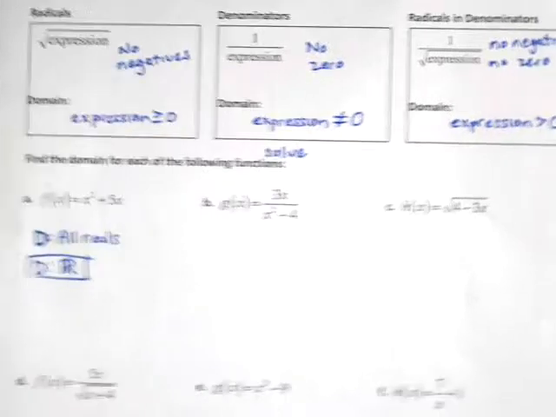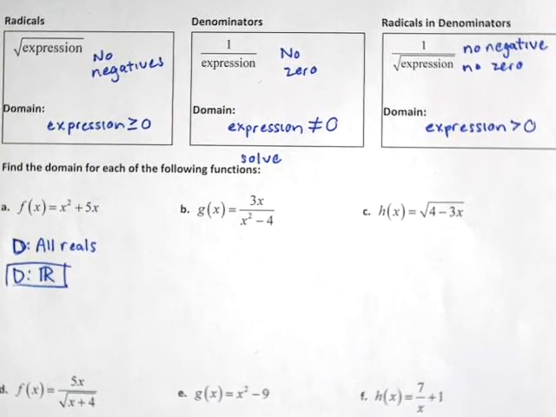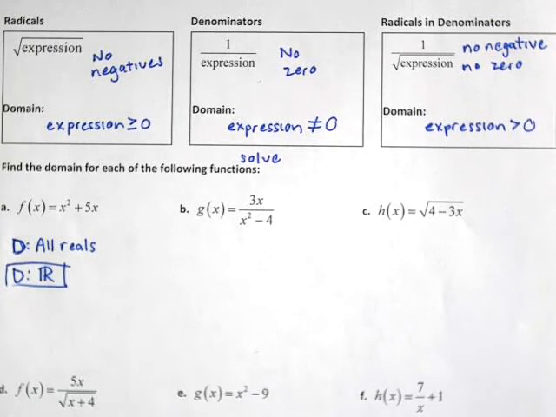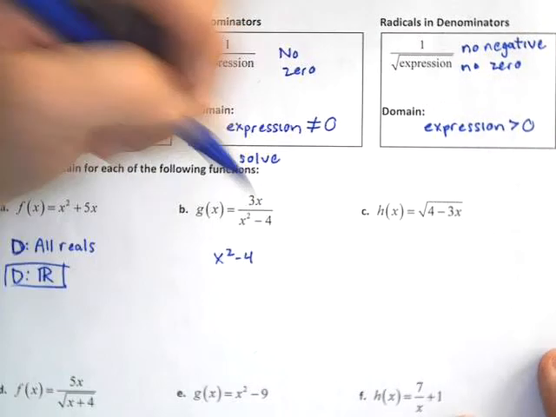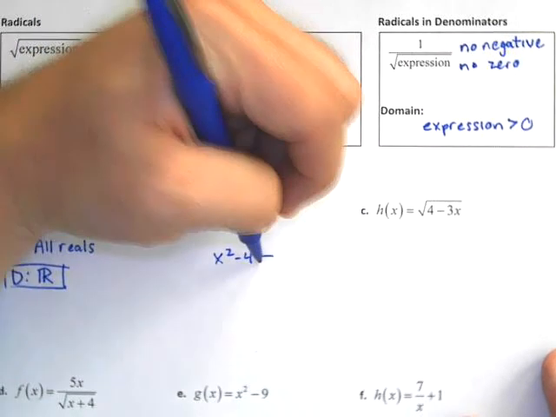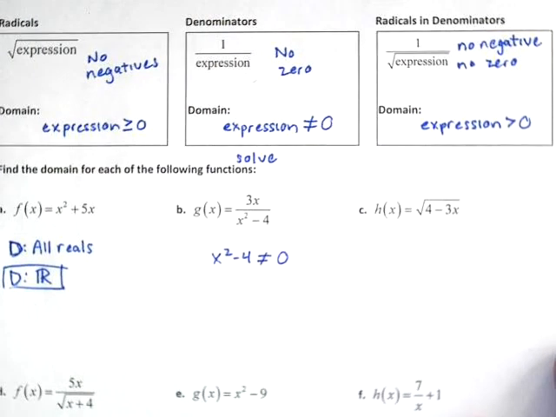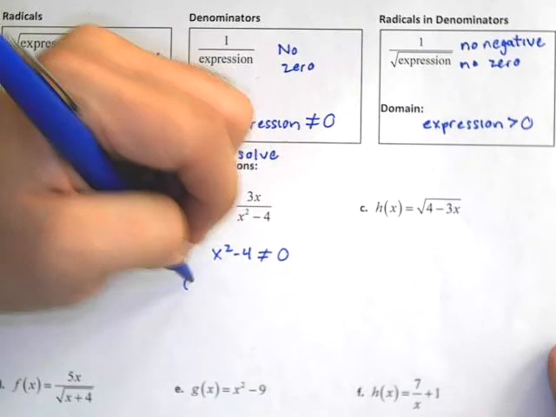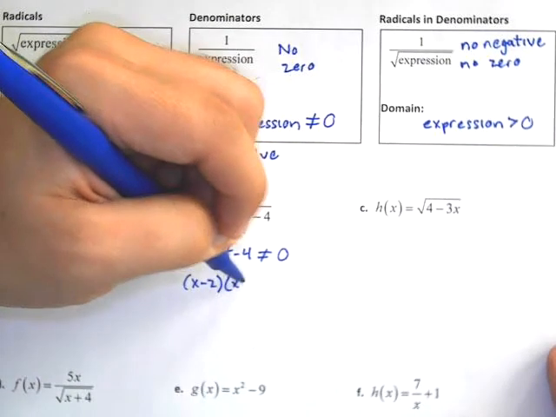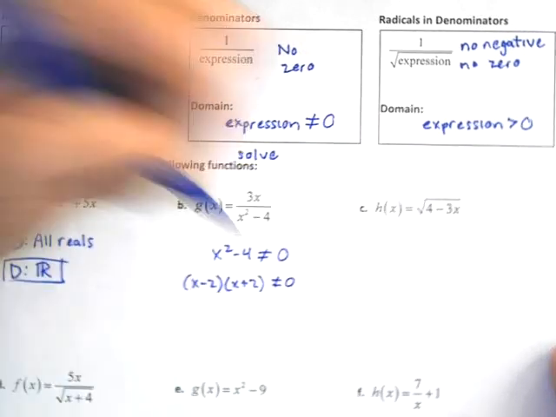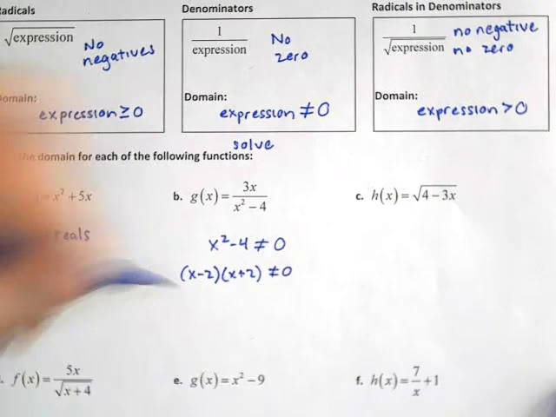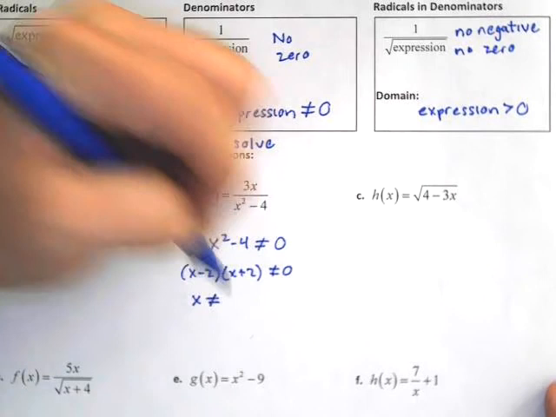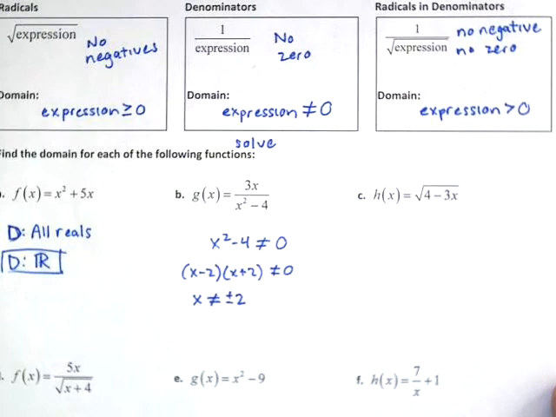All right? When we move on to B, well, now we see something, right? We have something in the denominator, so we take that expression in the denominator, x squared minus 4, and we set it not equal to 0. Okay? When I factor this, this really turns into the zero product property again. It's just that it's not going to be x equals 2 and x equals -2. It's going to be x cannot equal plus or minus 2.